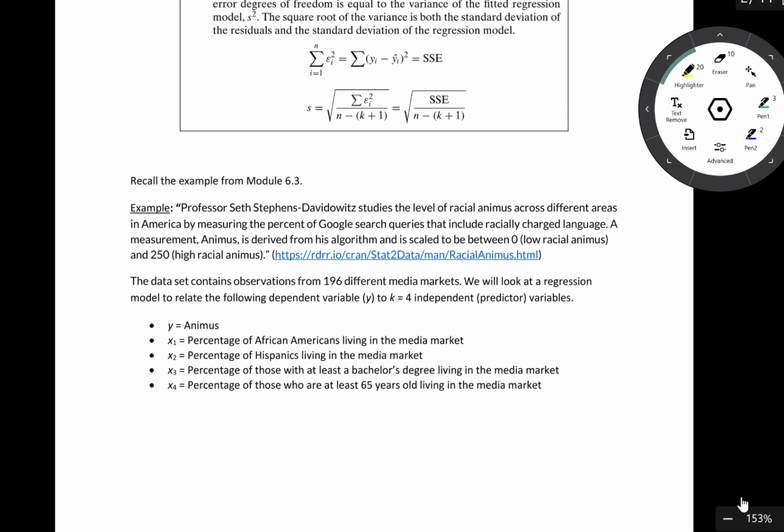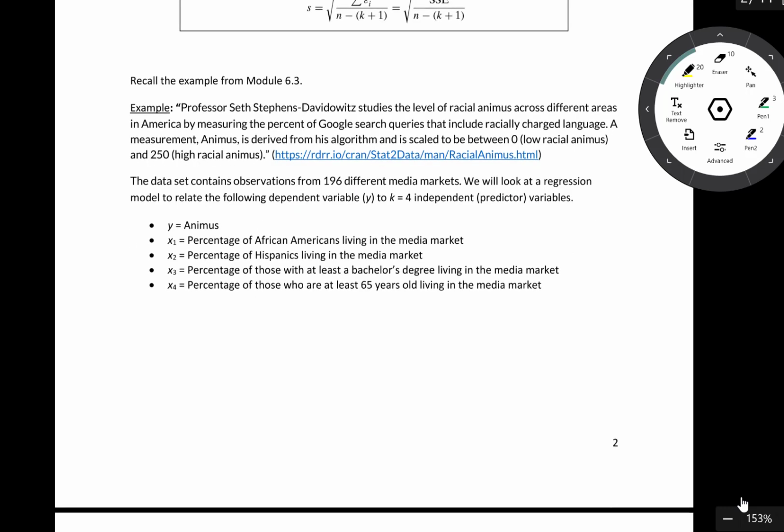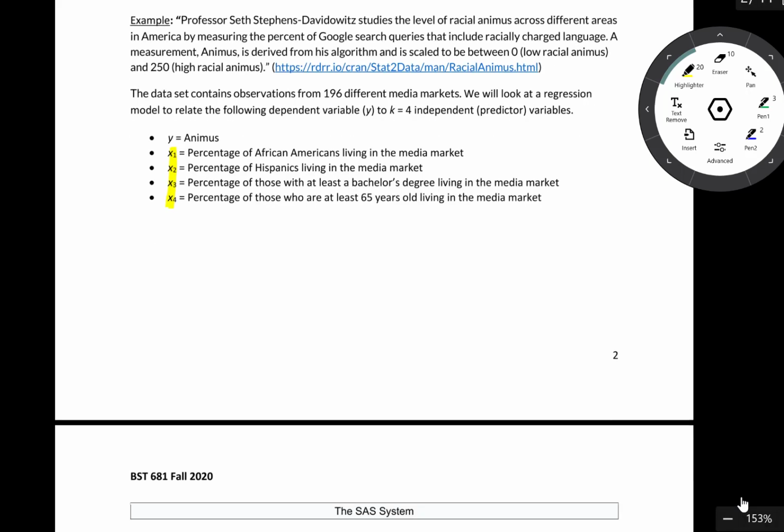Alright, so we had this example from Module 6.3. This was the animus example. Recall this data set contained observations from 196 different media markets, and we're going to look at a regression model related to the following variables. So we have 4 different predictor variables.